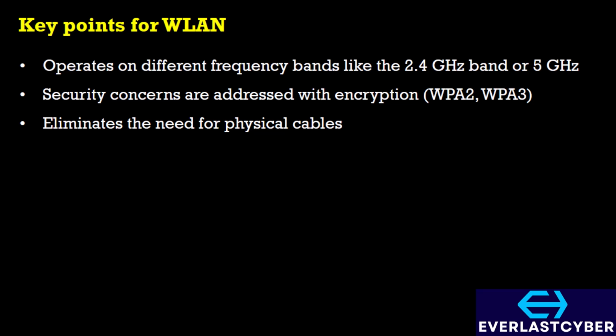Some challenges that can be faced with the WLAN are that it could experience interference from other wireless devices, especially if it is operating on the 2.4 GHz band. Ensuring the security of a WLAN is very critical, and this can involve using encryption protocols like WPA2 or WPA3. The range of a WLAN, however, can be limited, so it might require the use of additional access points or range extenders in order to cover larger areas.